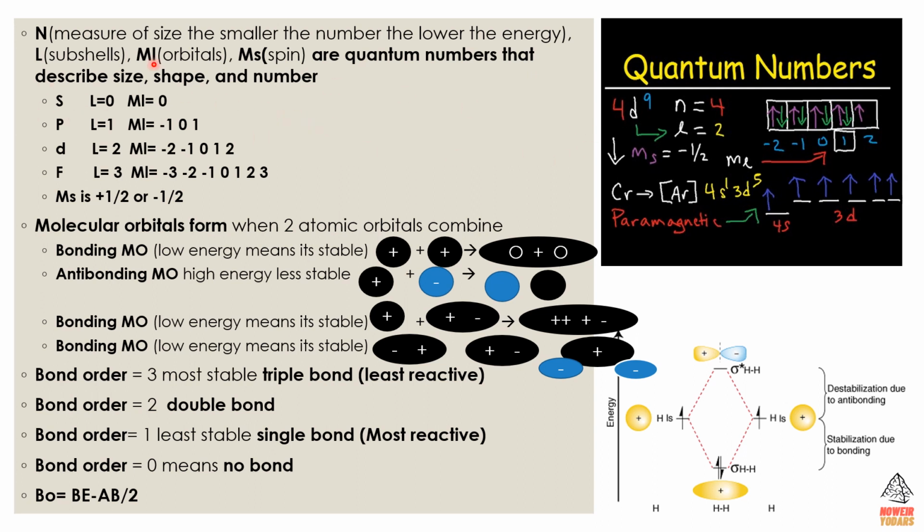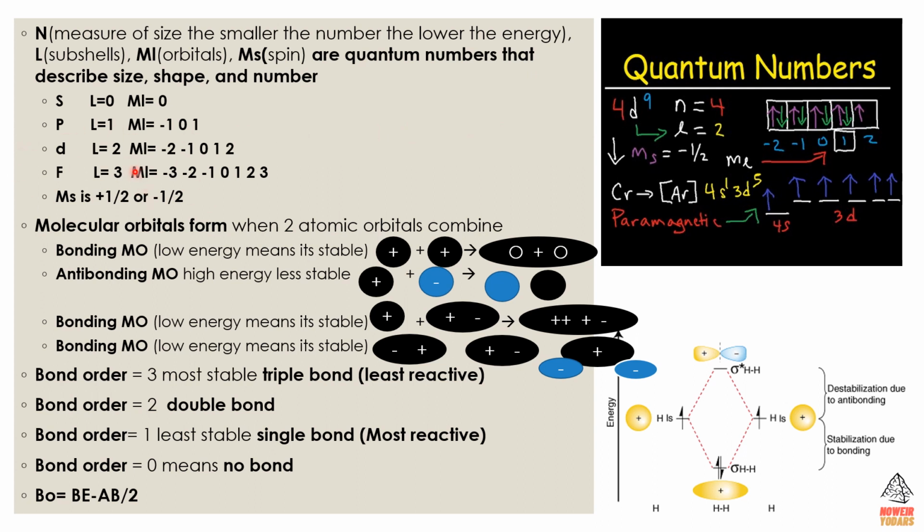So for instance, you have the s subshell, and the s subshell is always l equal to 0, and ml is 0. Its orbital is 0 because there's only one place to place 2 electrons, a maximum of 2 electrons. And then you have the p subshell, where l is equal to 1, and ml is -1, 0, and 1 because there are 3 spots where you can place a total of 6 electrons.